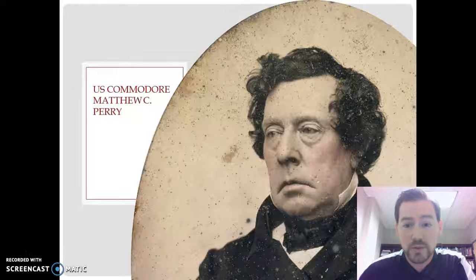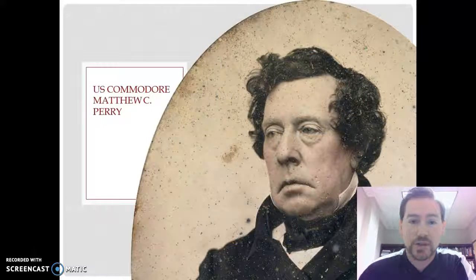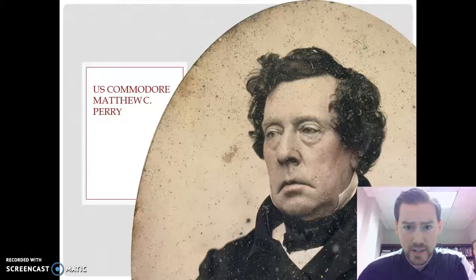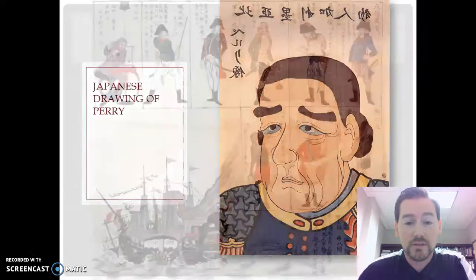I'm going to go back and forth. So there's Perry, and then there's the Japanese painting of Perry. And I'll just go back and forth one more time. You can see I focus on the eyes. His eyes seem to be very distinct in both images. But the Japanese were definitely paying attention to Perry's arrival.